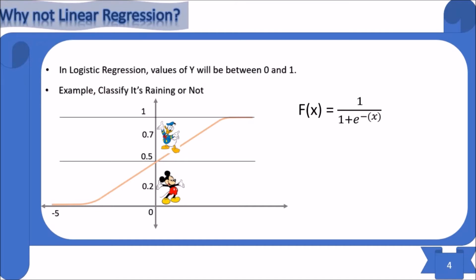As shown in this graph, we have chosen the threshold as 0.5. The prediction function returns the value 0.7, so we would classify this observation as class 1, say Donald Duck. And if the value goes below the threshold of 0.5, say we get 0.2, then we classify it in the class Mickey Mouse, or class 2.